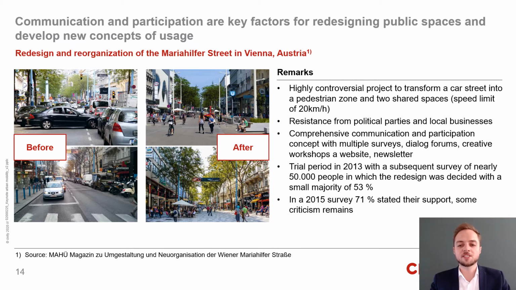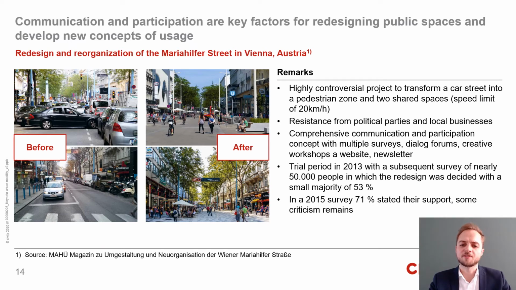transformed into a pedestrian way, into shared spaces in which, for example, buses could drive. So we would have a shared space of buses and pedestrians and cyclists and so on. And there really was a strong resistance from political parties, from local shop owners, and from local people living there to some parts. So what they did in Vienna, they really developed a comprehensive communication and participation program with multiple surveys, with different formats of participation, like creative workshops or dialogue forums or a website, a newsletter, and so on.